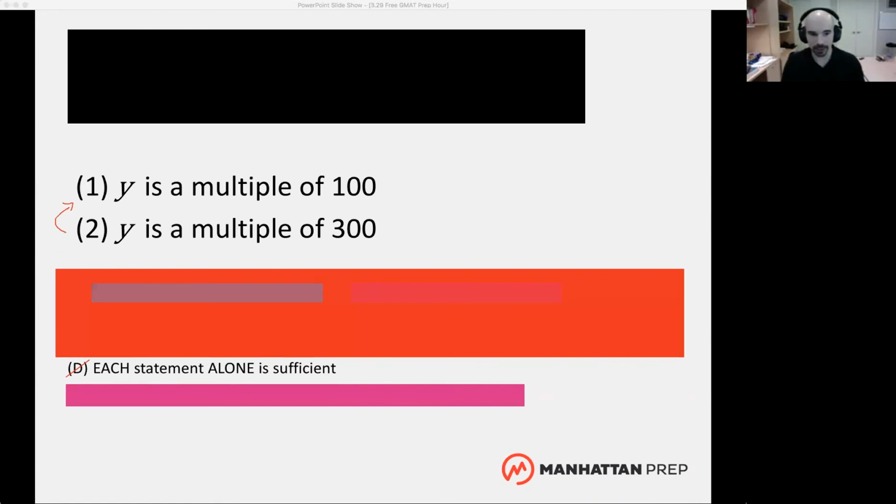I'm going to type something in the chat box here. Actually, that won't come up in the recording, so let me do it on the screen. What if the question asked, is y a multiple of 100? Then statement 1, of course, is sufficient. It tells us exactly what the question was asking. What about statement 2? Would that be sufficient as well? If you know that y is a multiple of 300, are you able to answer this question? Isn't every multiple of 300 also a multiple of 100?